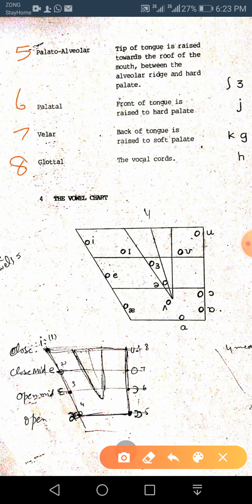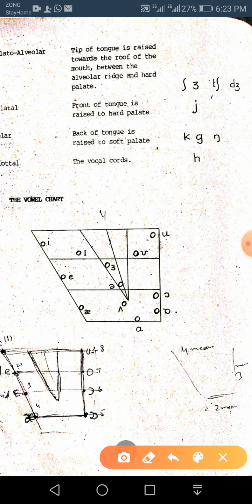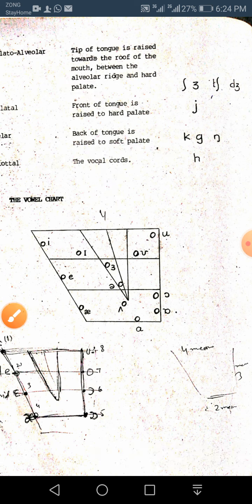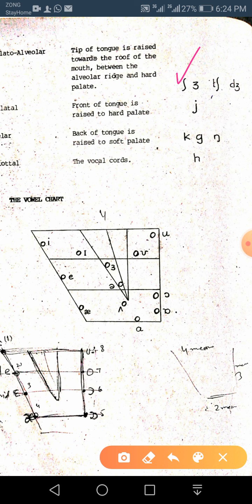See the sounds. The tip of the tongue is raised towards the roof of the mouth between the alveolar ridge and the hard palate. In between, this is the hard palate, this is the alveolar ridge, and somewhere here. So the tip of the tongue, not the blade, is raised towards this. Now these are the sounds. Shh, then zzz, which is voiced. Now this one is known as an affricate, ch, and the last one, j.